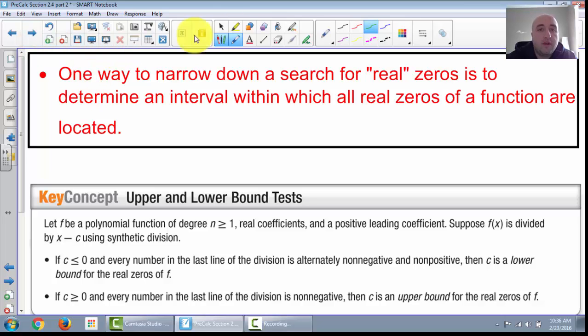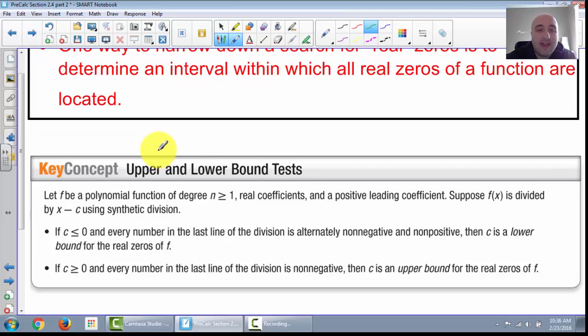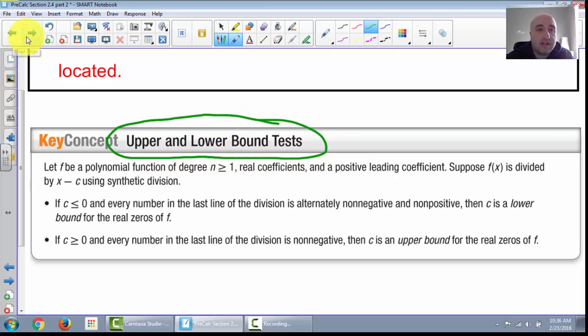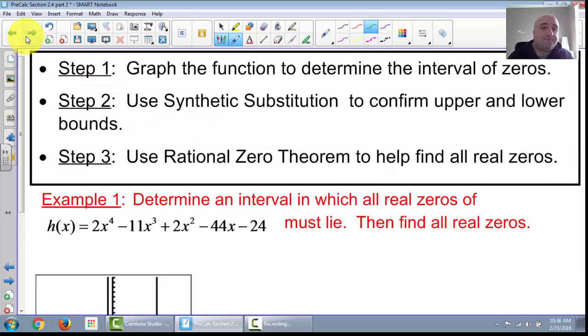The first one says one way to narrow down a search for real zeros is to determine an interval within which all real zeros of the function are located. That might seem confusing. This upper and lower bound test will seem even more confusing if you try to read it. So I'm going to show you how to use this upper bound and lower bound test in an actual example. Step 1: graph the function to determine the interval of zeros.